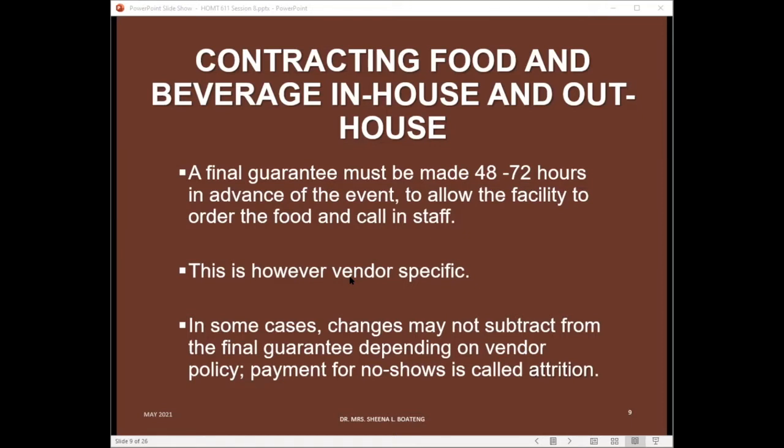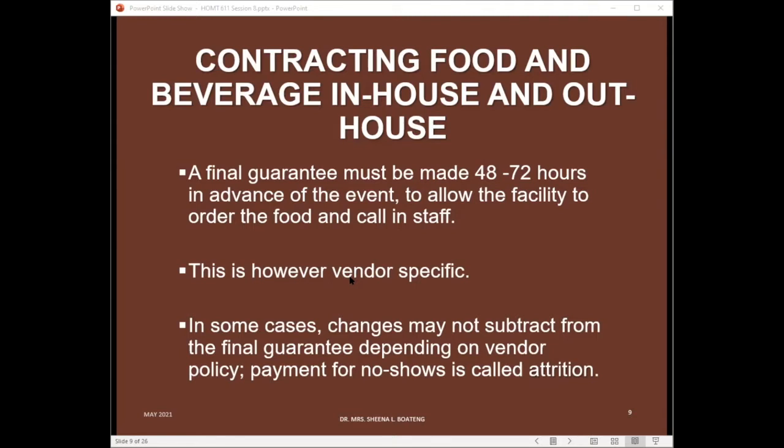And in that case, some out-house vendors will usually ask for a guarantee to be made within 48 to 72 hours in advance of the event to enable them to order all that they need to cater for your event, as well as get the required or requisite staff to help see through the successful execution of the event.